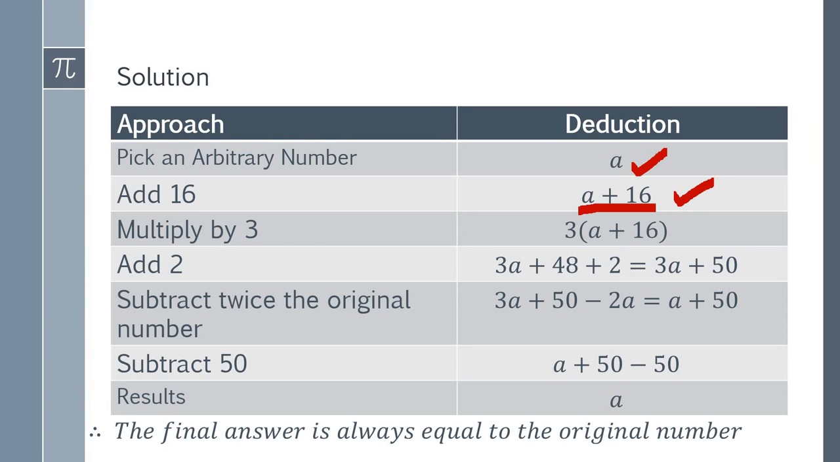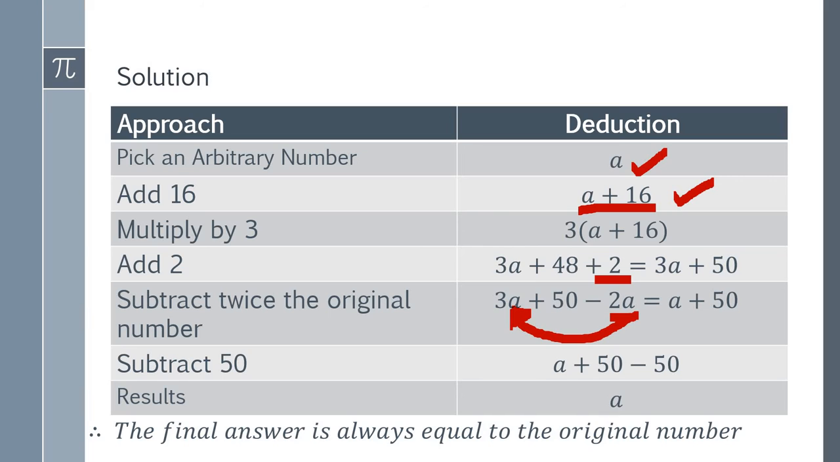So that gives us now 3A plus 48. This time we are adding 2, so that gives us 3A plus 50. So 2 can only be added to 48, because both are numerical expressions, and subtract twice the original, so that's 2a. So 2a can only be subtracted from 3a because they have the same literal coefficient, which is a.